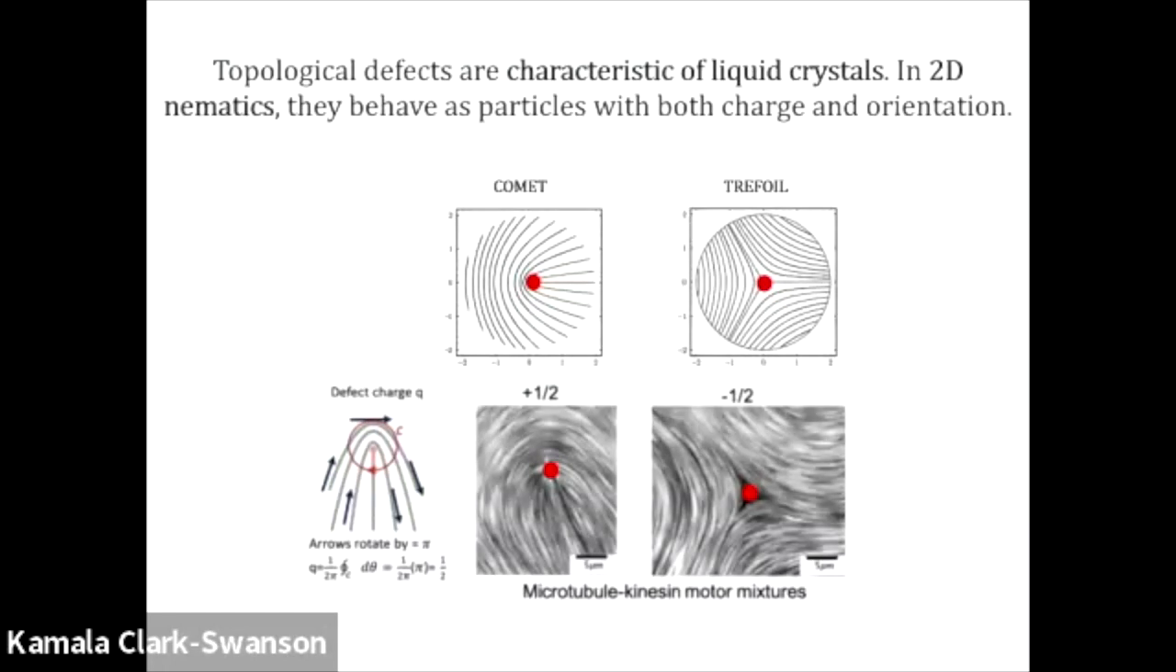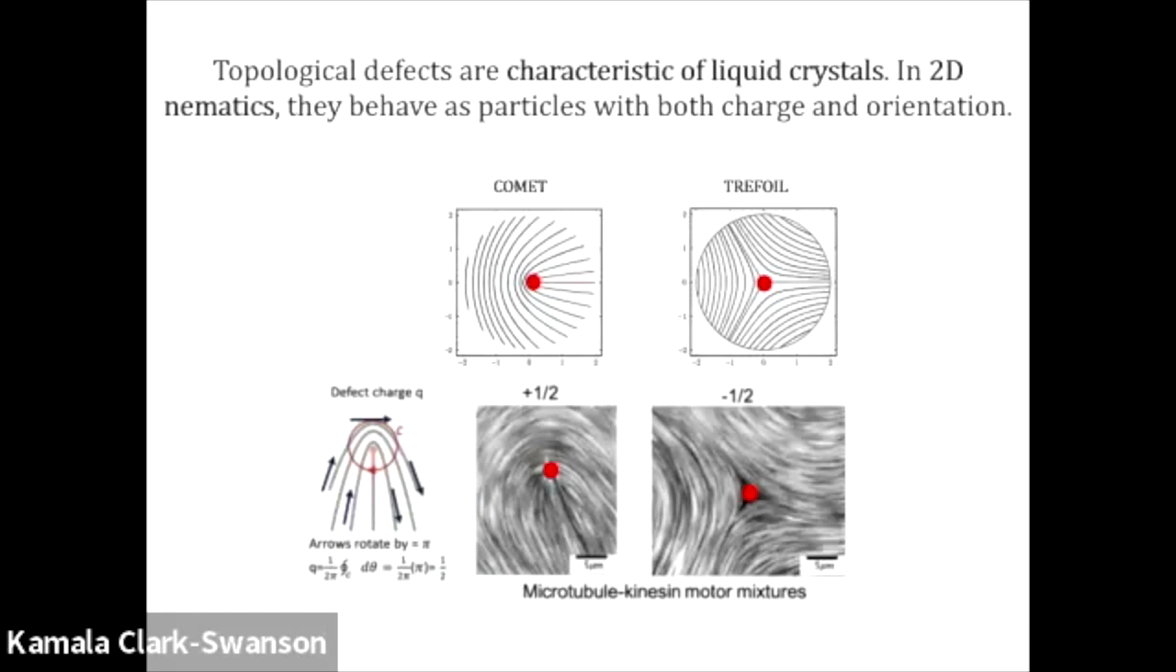This one here is called the comet, and the cells align along the lines you see here. And this is called the trefoil, and the cells align. Here they move like this, here they move like that, and here they move like this. So why do you form these topological defects? Because you have cells that are aligned in this direction, and then they come in contact with cells that are aligned in this direction, and where they, in a way, hit into each other, they form these topological defects.